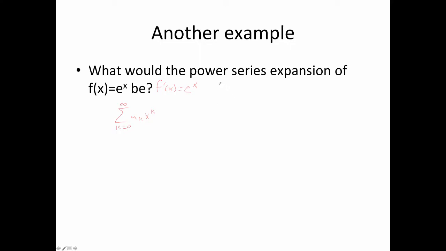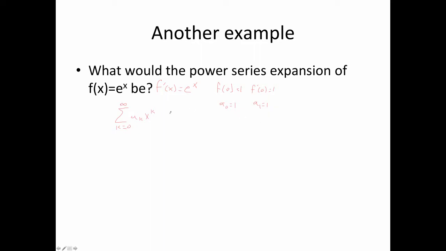Well, what does this mean? Well, the fact that it's its own derivative means f of 0 is 1, and the derivative at 0 is 1, and every other derivative at 0 is 1. And from that, we can get that a0 has to be 1. This means that a1 has to be 1.